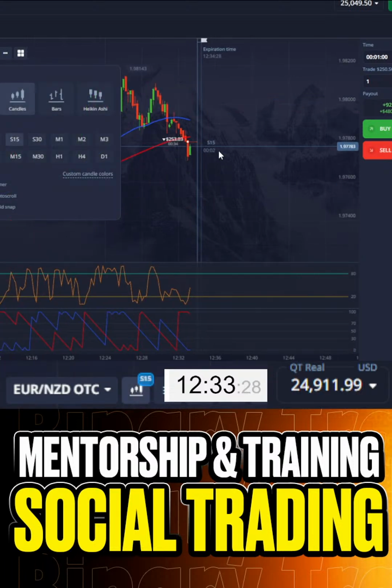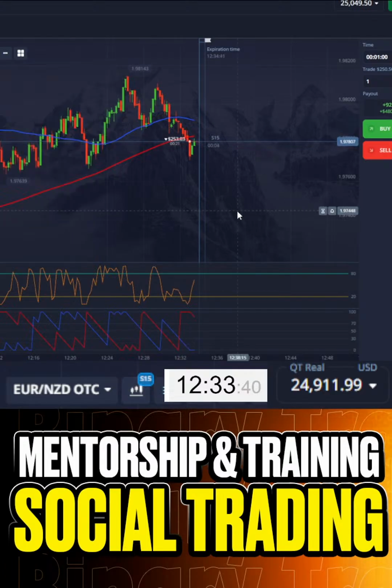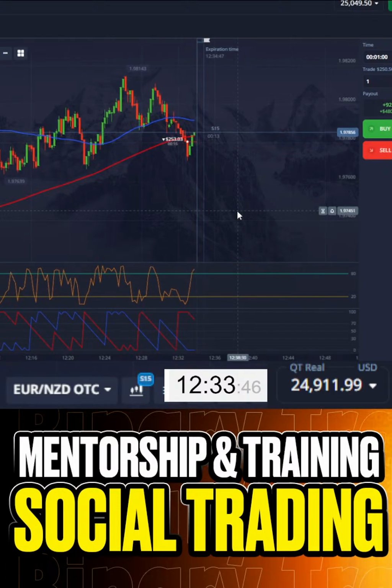We need to follow our trade with the S15, and we can see that right now price is going up, trying to go up, but we will see in 20 minutes what will be, because yes, impulse move, not in our turn, not on our side.